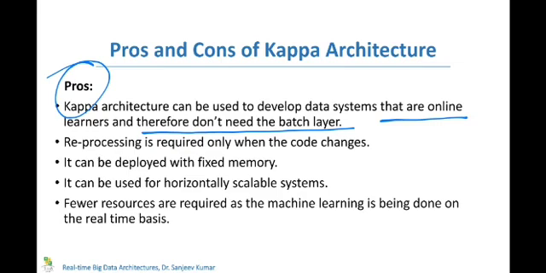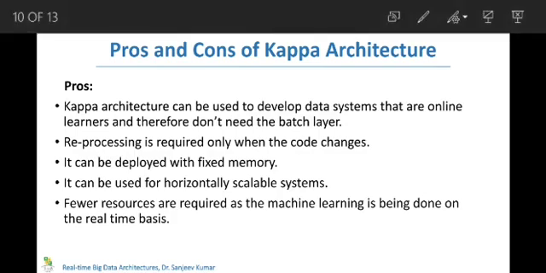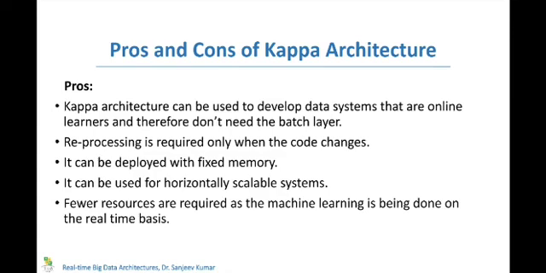Pre-processing is required only when the code changes. For example, if we have a plan for everything, then we need pre-processing, like how a live telecast or live streaming is done. It can be deployed with fixed memory. We do not need external memory, or to keep increasing the memory; we just execute it with fixed memory. It can be used as a horizontally scalable system.